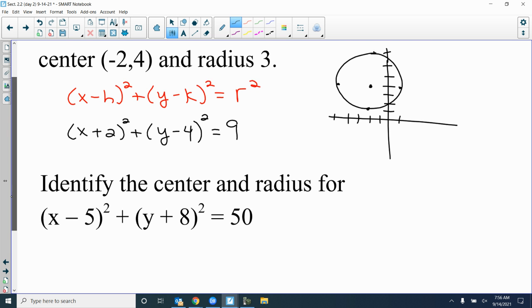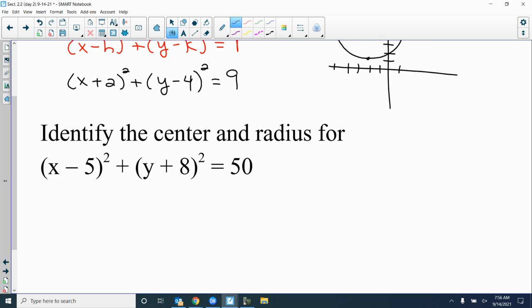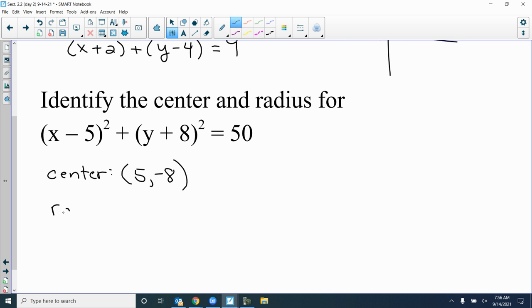All right, now what if it's giving you backwards? I give you the equation. It says identify the center and radius for x minus 5 quantity squared plus y plus 8 quantity squared equals 50. Well, what's your center? It's kind of always the opposite. If it's a minus and a plus, it's actually going to be positive 5, negative 8 as my center, because minus a negative gives you the plus. What's your radius? Now you have to be careful here.